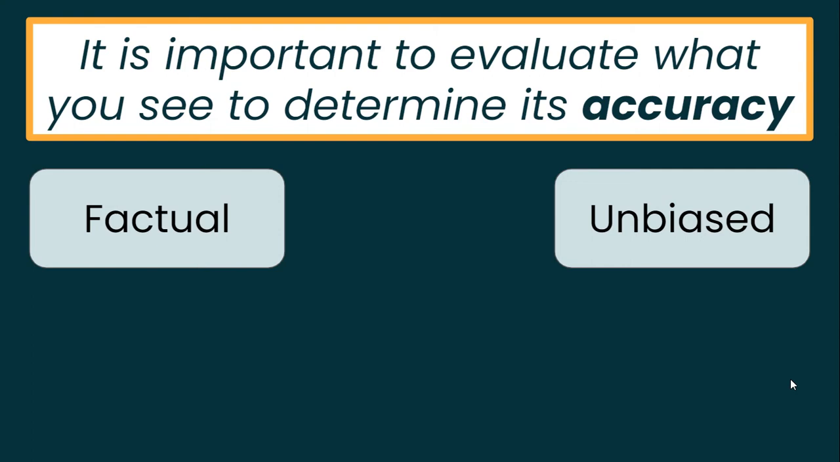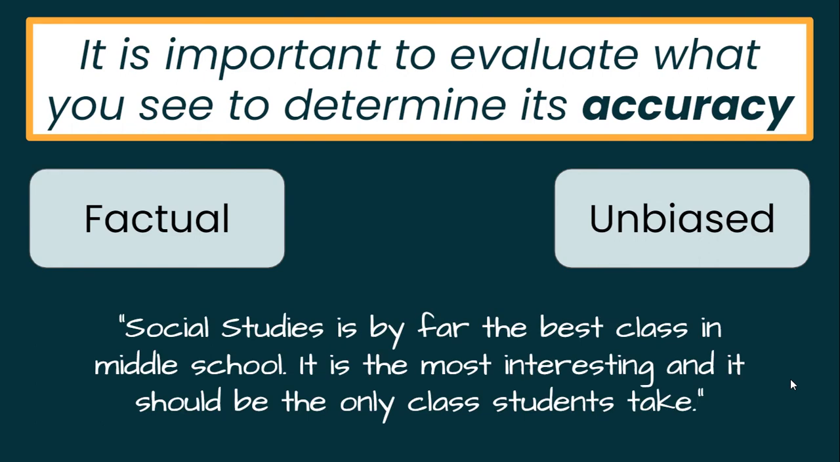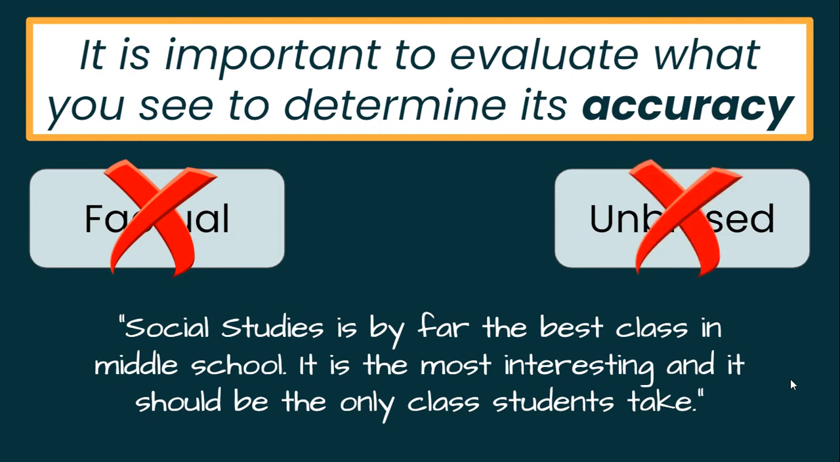So we're going to look at some silly examples to determine whether things are factual or unbiased. And we're going to look at this quote that says, "Social studies is by far the best class in middle school. It is the most interesting and it should be the only class students take." This is not factual. It's an opinion because it's my opinion and it's not based in something that is true. It is the most interesting would be my opinion, but that's not a fact that can be proven. And then it is not unbiased. It is biased because I am a social studies teacher. And so I feel this way, and I am not looking at other perspectives or other points of view.